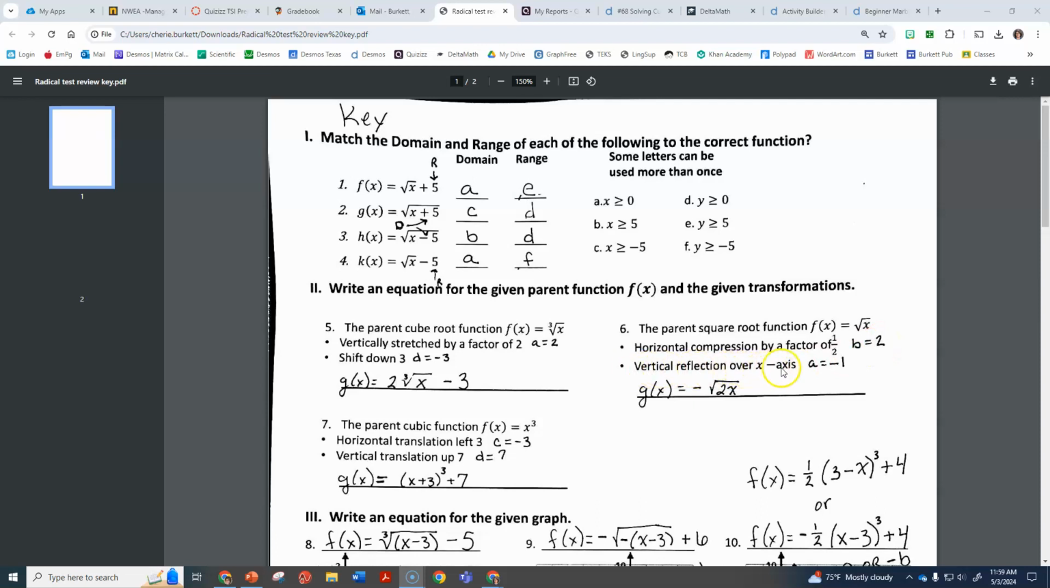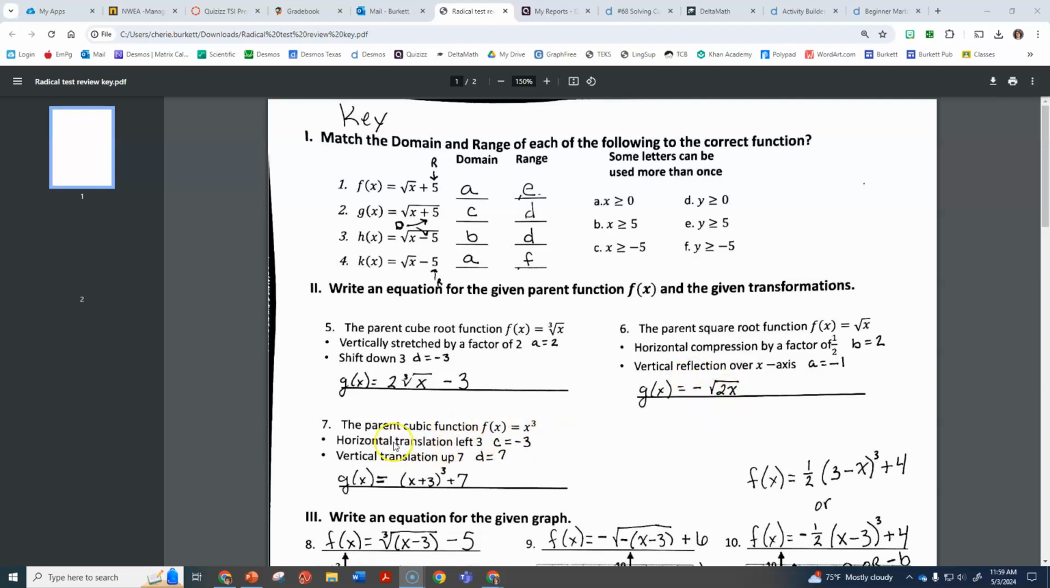Vertical reflection over the x-axis, that is A. A and D are vertical, B and C are horizontal. So vertical reflection, that means A is a -1. So I put the negative out in front. I put the 2 underneath.